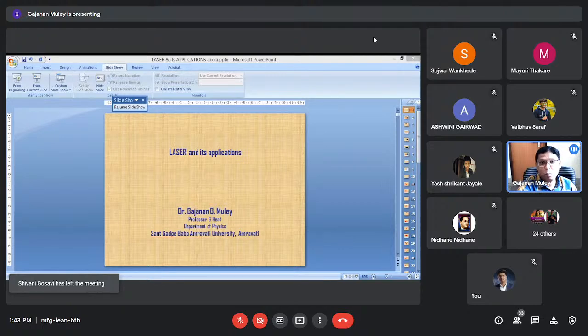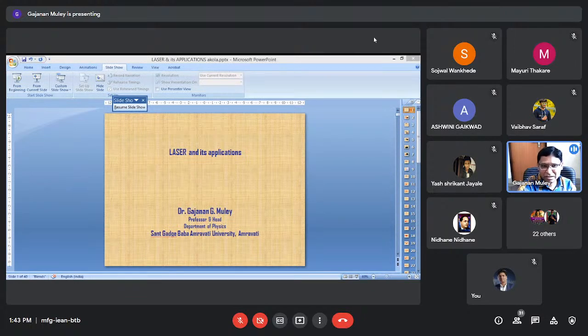So we say it is a population inversion. What was the initial population? The more electrons were in a ground state. So if you consider N0 number of atoms, and out of these N0 atoms, maximum were having the electrons occupying the lower energy state E1, meaning the maximum were in the ground state.